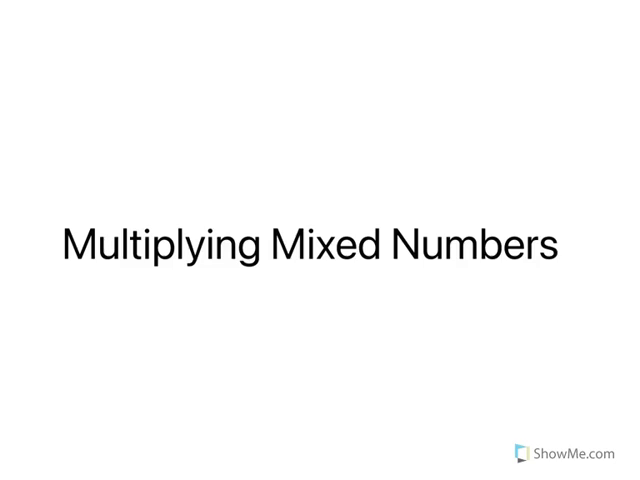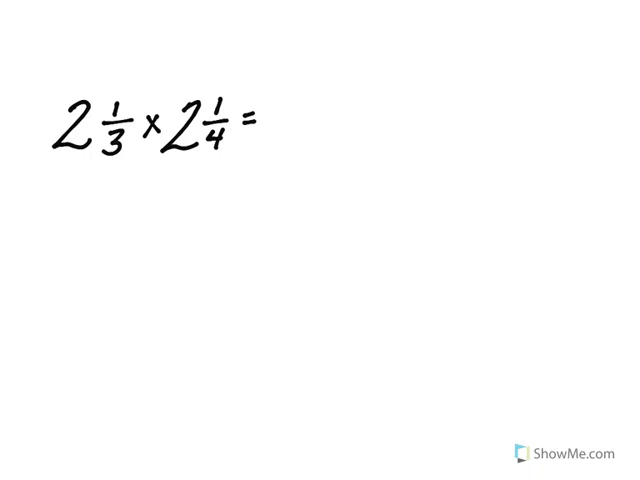Let's take a look at multiplying mixed numbers. Previously, we have discussed that you can only multiply a fraction times a fraction. So when we have a mixed number, we have got to turn them into a fraction, which of course is going to be an improper fraction.